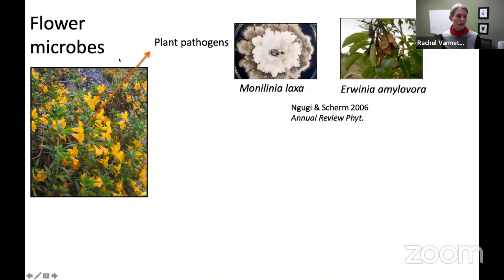Previous work has uncovered at least a number of types or functional groups of microbes that we find within flowers. And perhaps one of the first groups that was identified as being important in flowers were plant pathogens. Many of these pathogens form visible symptoms on flowers, things like brown rot blossom blight, that's a major pathogen in almonds, or Erwinia amylovora, a pathogen that infects fruit trees, stone fruits, and can result in rapid limb dieback and eventually kill the whole tree. So flowers are pretty important infection sites for some of these plant pathogens.